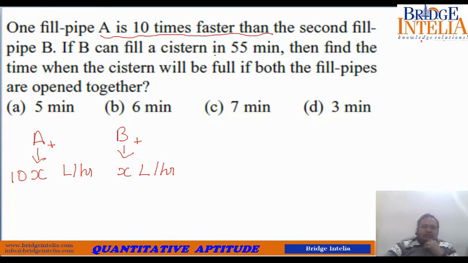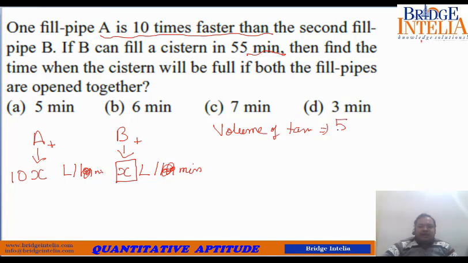Now, this is given in minutes, so no problem, we will use minutes. So if pipe B can fill the cistern in 55 minutes, we already know that pipe B has taken 55 minutes. So you can say that the volume of the tank must be equal to 55 into X, because it is carrying X liters of water per minute. It took 55 minutes to fill it. So the volume of the tank must be equal to 55x.